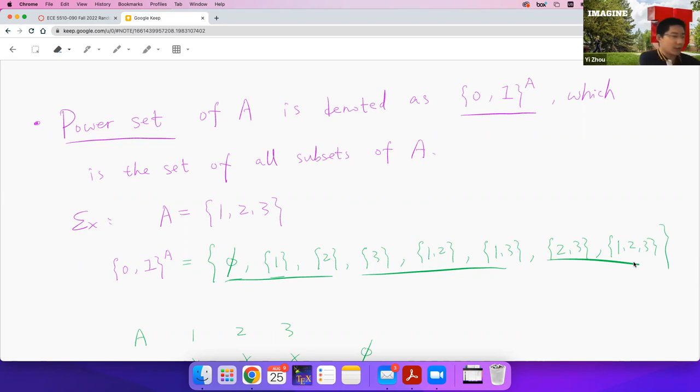Okay, so this is everything I want to say about the basics of set theory, before we talk about the modern probability theory. Are there any questions about all these materials?